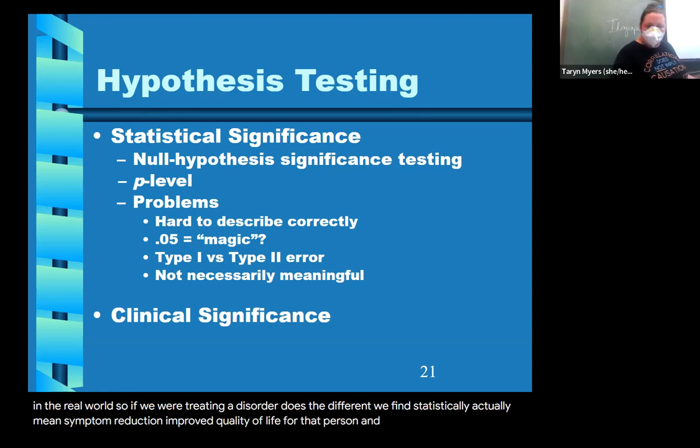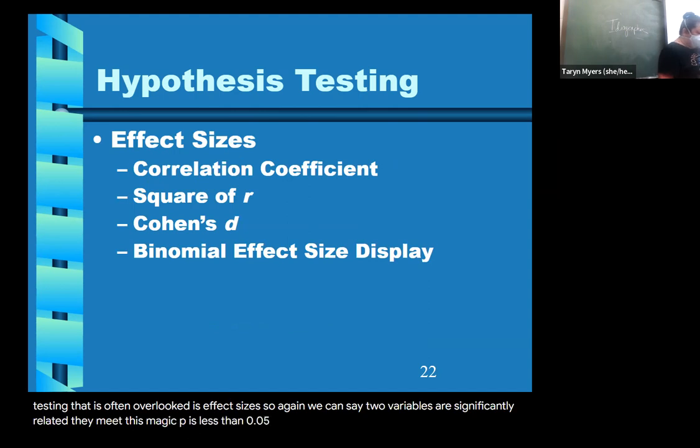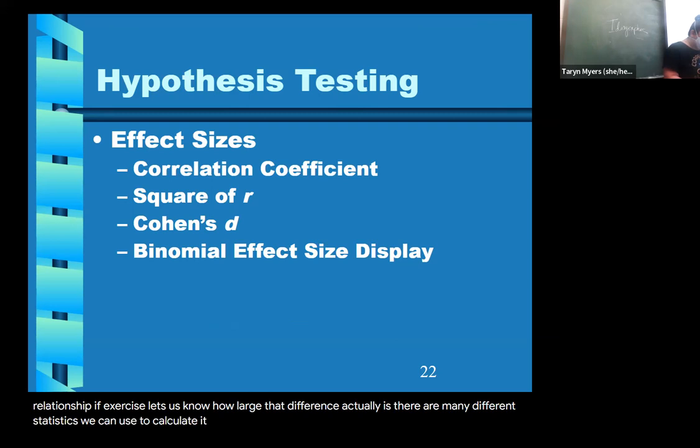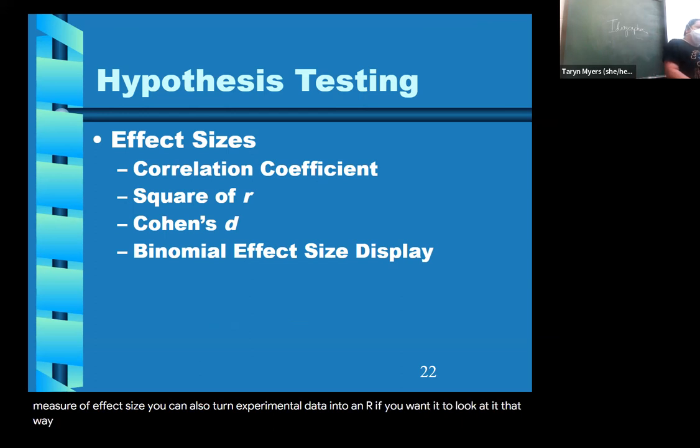Another aspect of hypothesis testing that is often overlooked is effect sizes. Again, we can say two variables are significantly related. They meet this magic P is less than 0.05, but does that mean anything? How big is that relationship? Effect size lets us know how large that difference actually is. There are many different statistics we can use to calculate effect sizes. One is just the correlation coefficient, or R. This is a measure of effect size. You can also turn experimental data into an R if you wanted to look at it that way. But with R, it can be difficult to interpret what those differences mean.